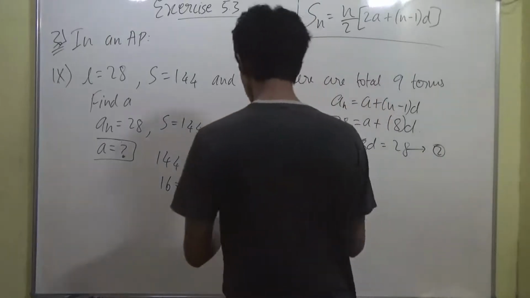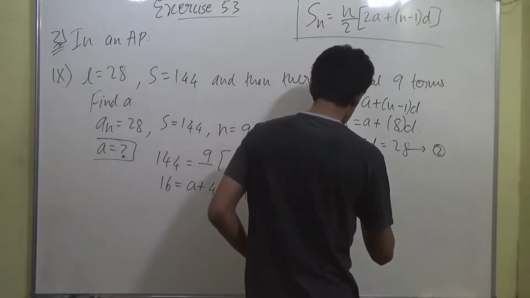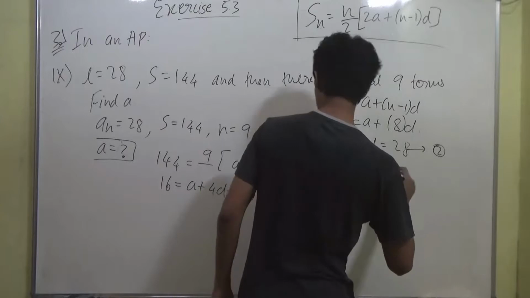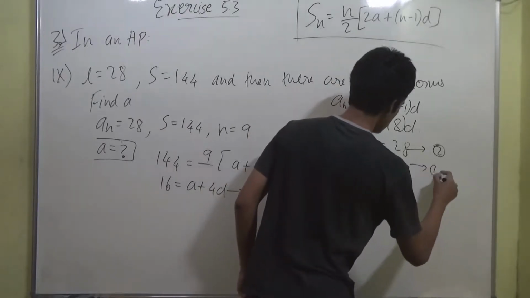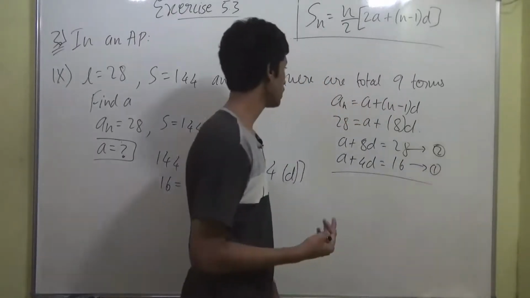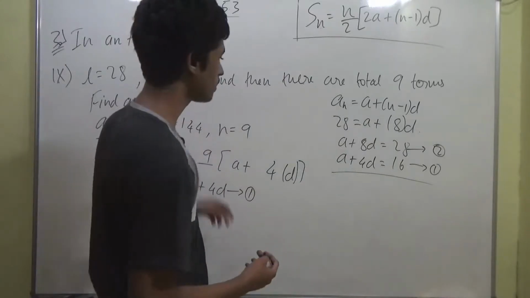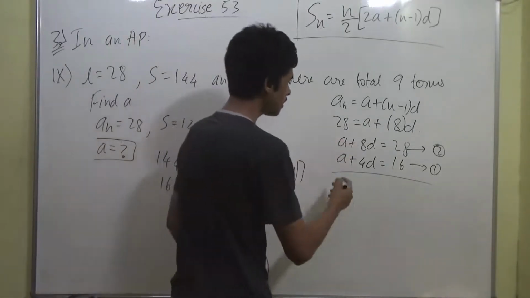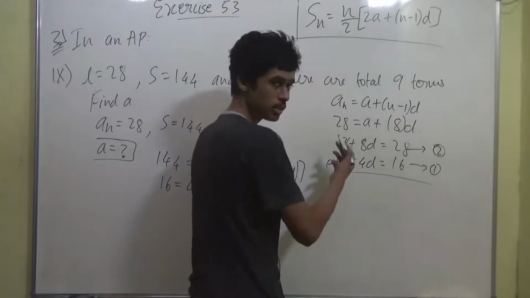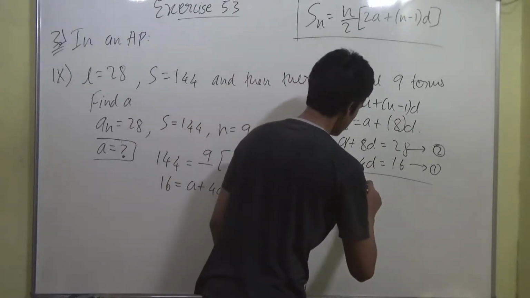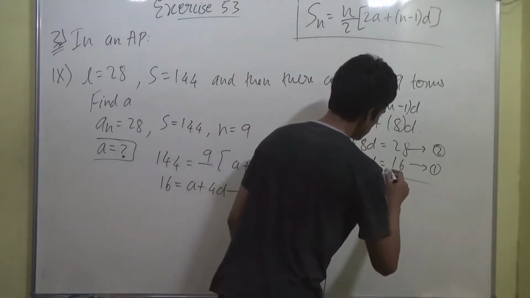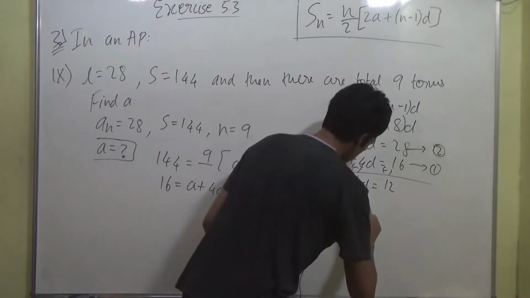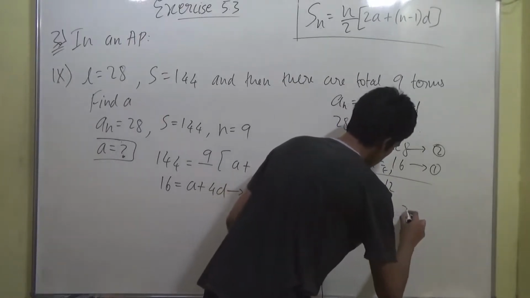Now if I write both these equations next to each other, 16 equals A plus 4D, and A plus 8D equals 28. Now we have to solve this pair of linear equations in two variables to find the value of A. Getting it, guys? So first I'll try to eliminate A itself because both the terms are the same. Elimination method we are doing. So 4D will become equal to 12. So D will become equal to 12 by 4, that will become equal to 3.